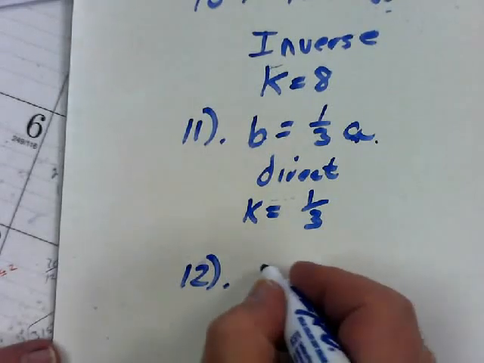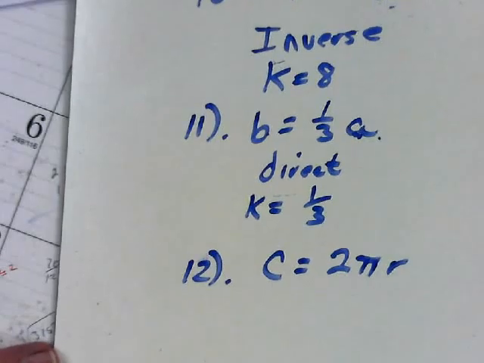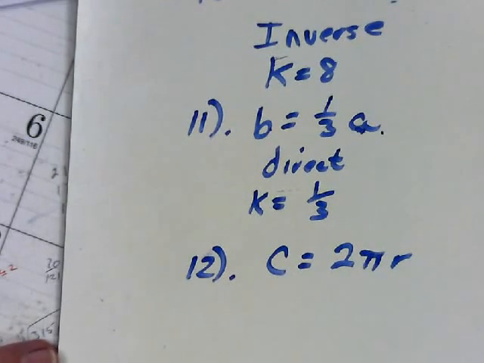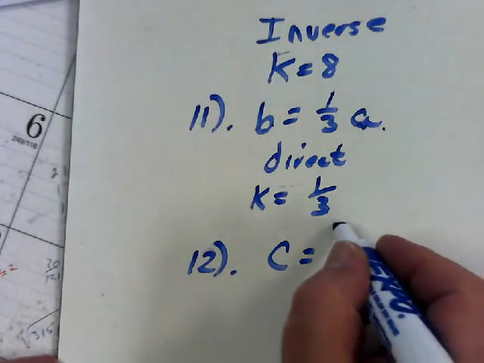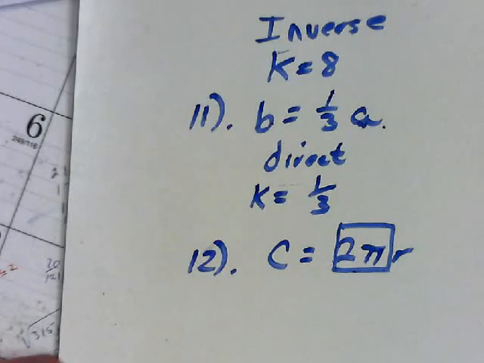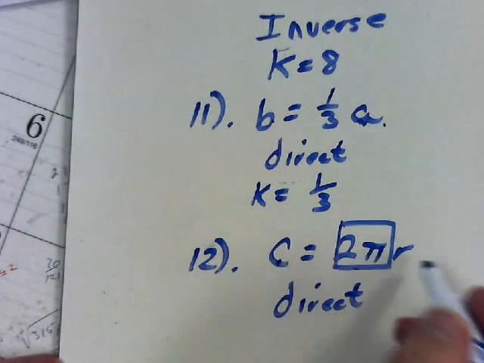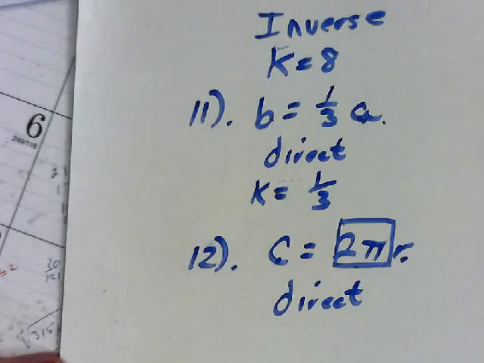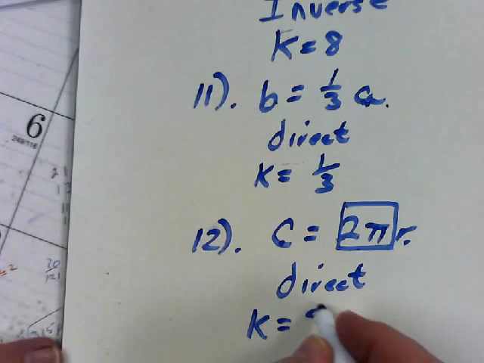12. C equals 2 pi R. Actually, don't you know a value for 2 pi? 2 times 3.14, and so on. So this would actually be direct, because you're comparing two things, the circumference with the radius. And the K would be 2 pi.